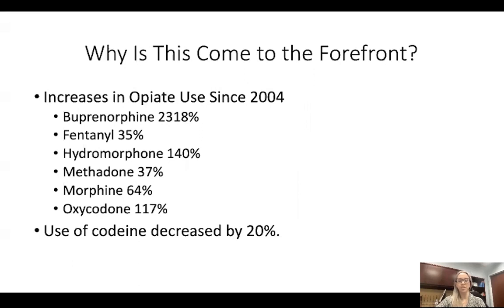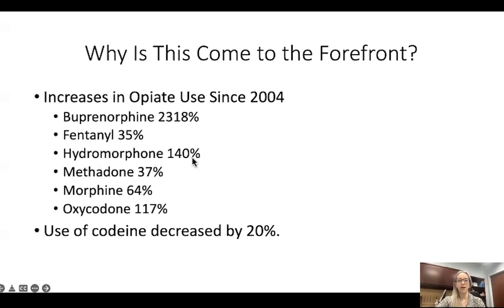You can see buprenorphine has increased by almost over 2,300%, which is super interesting because buprenorphine came out in the late 1990s, and it was licensed as a pain medicine, but they found a lot of diversion of this drug happening. And so it was rebranded as a treatment for opiate use disorder. And that was in 2002 when it first became FDA approved. And so since 2004, you can see it's gone up by over 2,300%. So people are using it for this.